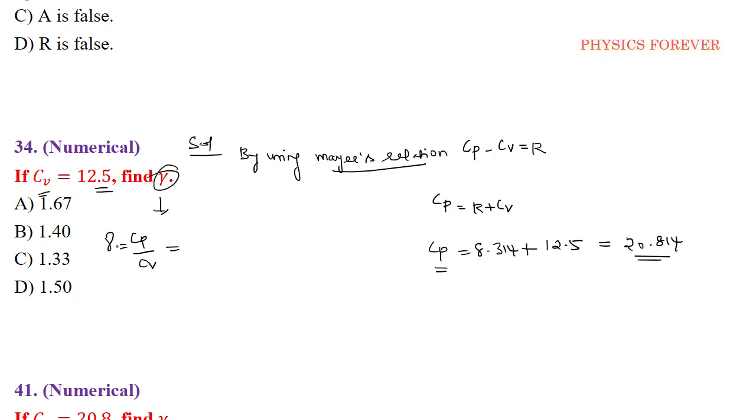Now we substitute in the specific heat ratio relation, Cp divided by Cv. The Cp value we found using Mayer's relation is 20.814, and the Cv value given in the question is 12.5. Dividing, we get 1.677. So option A, 1.67, is correct.